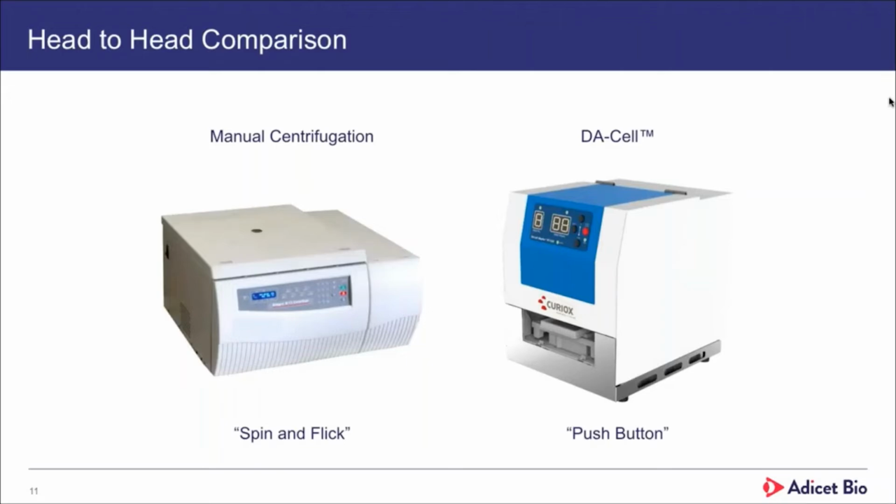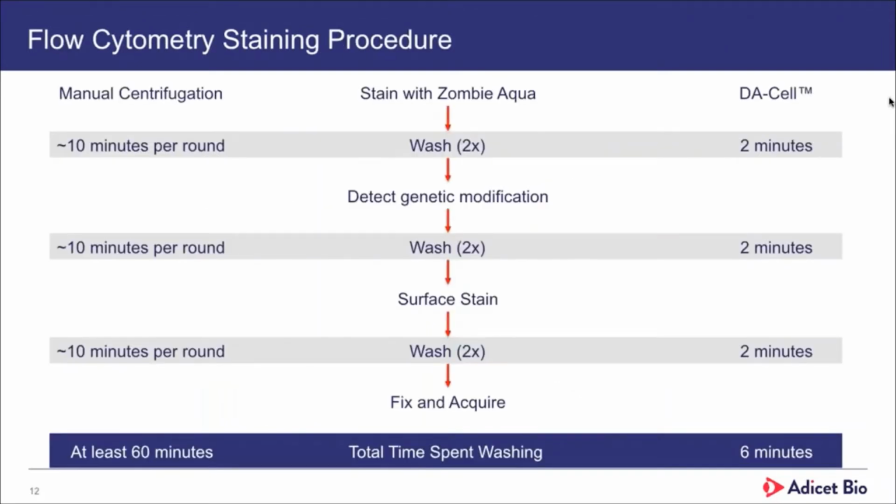In terms of comparability for the manual centrifugation method, the first thing we decided to do with Curax's help is to map out our workflow and see what our time savings would be if we implemented the device. So you can see our staining procedure in the middle, with emphasis particularly on the wash steps in the gray. And then on the left side is the timing for the manual centrifugation method. And you can see per wash cycle, it's roughly about 10 minutes, and we do 2 washes between each of the staining steps, which means our total wash time is about 60 minutes.